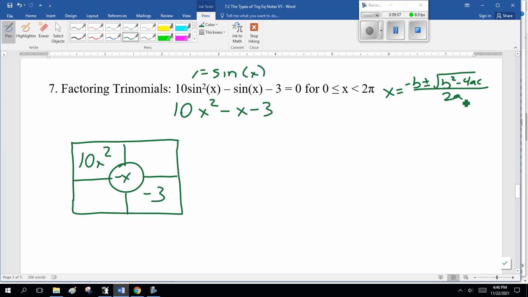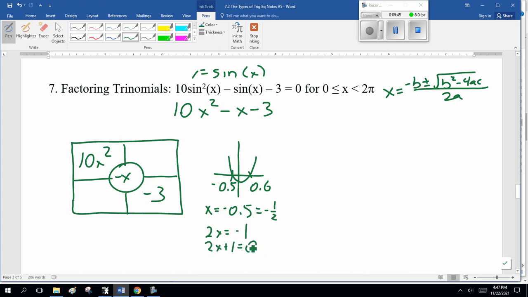Now here I cheated. I drew the graph, and my answers were 0.6 and, sorry, plus 0.6 and minus a half. Sorry, I can't read my own writing. So x equals minus 0.5. That's minus 1/2, so multiply both sides by 2. 2x equals minus 1, or 2x plus 1 is 0 is one of my factors.